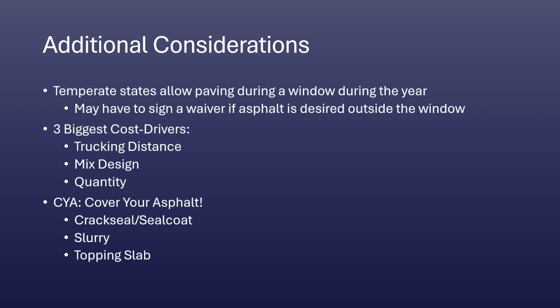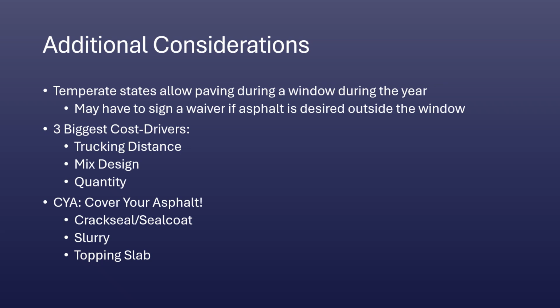And then also quantity. Obviously, a 4-inch thick asphalt pavement is going to be a heck of a lot cheaper than a 10-inch thick asphalt pavement, which in most cases is probably overkill. The rule of thumb with asphalt is CYA, cover your asphalt. And so asphalt is only meant to last so long, let's say 50 years. But in order to get to those 50 years, you have to maintain the asphalt just like you would a car or a machine. And so the way to do that is to annually or every few years place crack seal or seal coat.